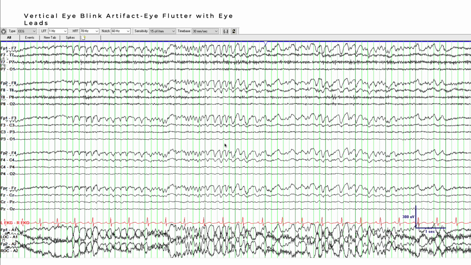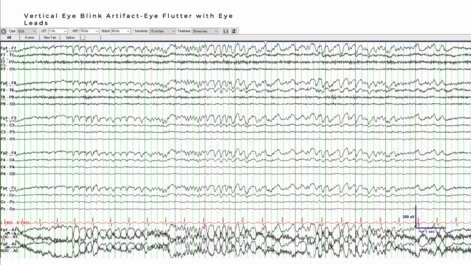Okay, so here you have very rapid flutter. I wanted to just add this example because this can kind of confuse people. But when eye movements get rapid, you can start to really see them kind of looking like they're almost slowing down in the frontal region. But this is, again, completely contained to the frontal electrodes.